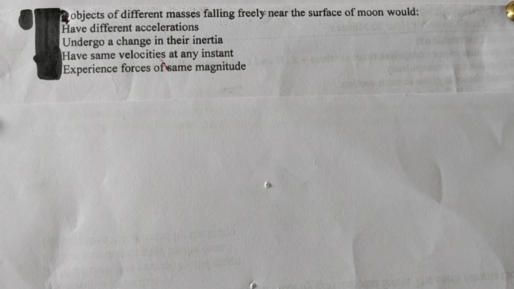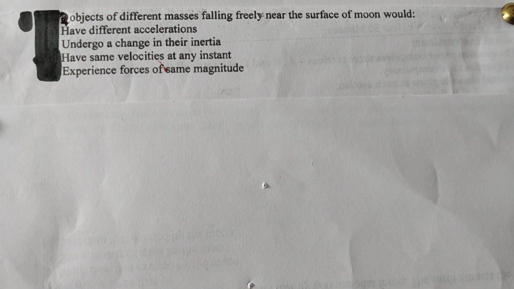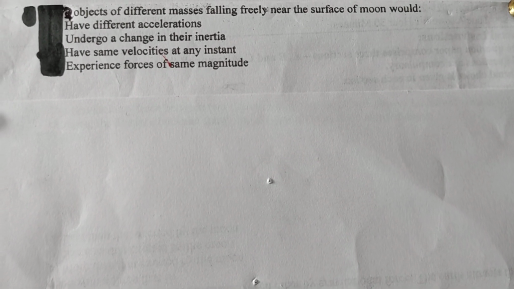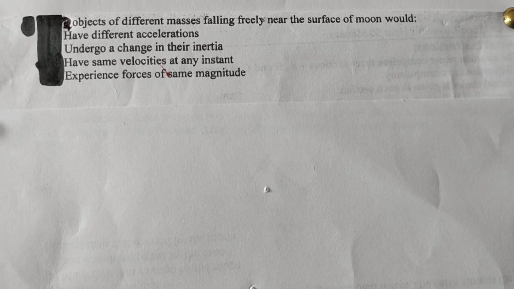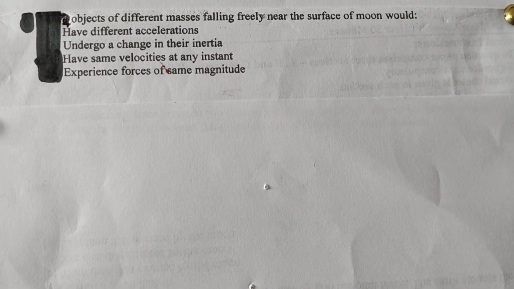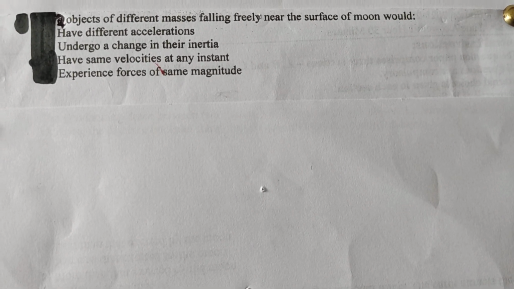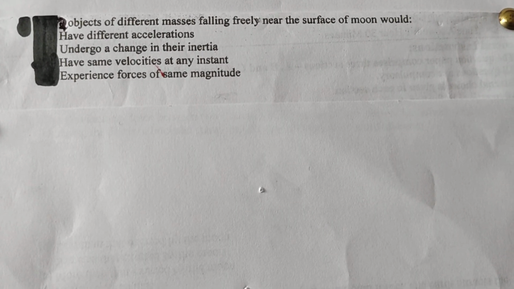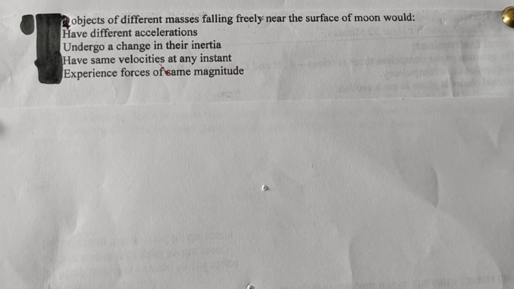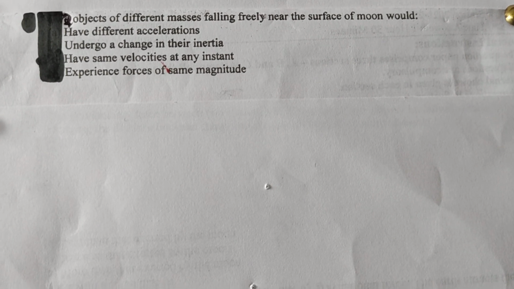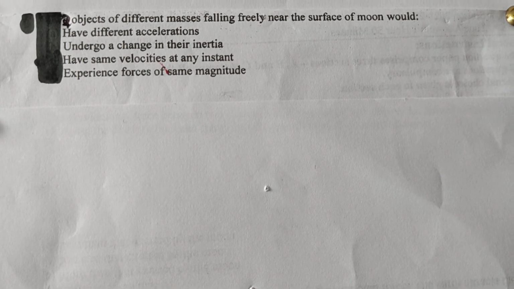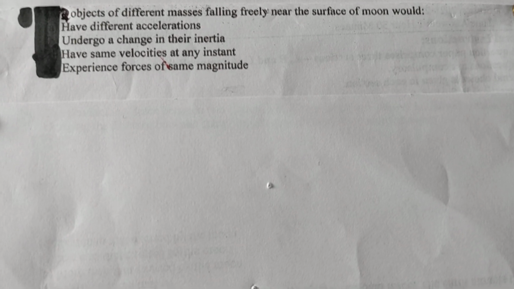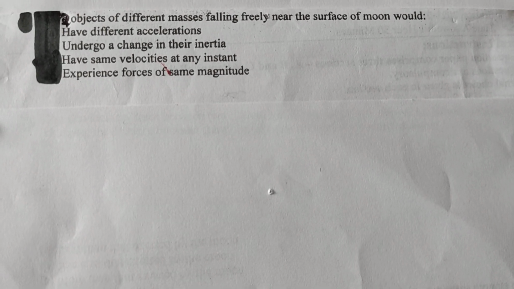Okay, so when they are falling freely from the same height, or even from different heights, in both cases, if they start their motion simultaneously, then after time t they will have the same velocities at any instant. At any instant during the free fall motion, they will have the same velocities. This is due to their uniformly accelerated motion.